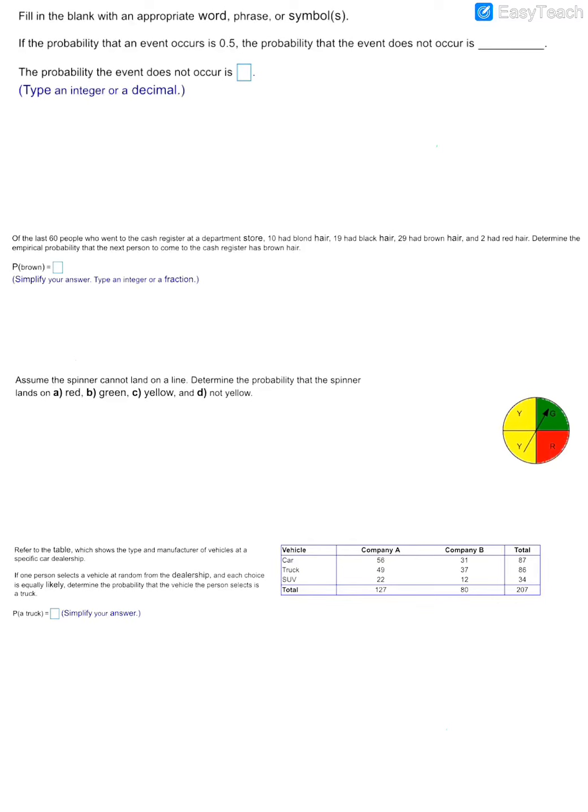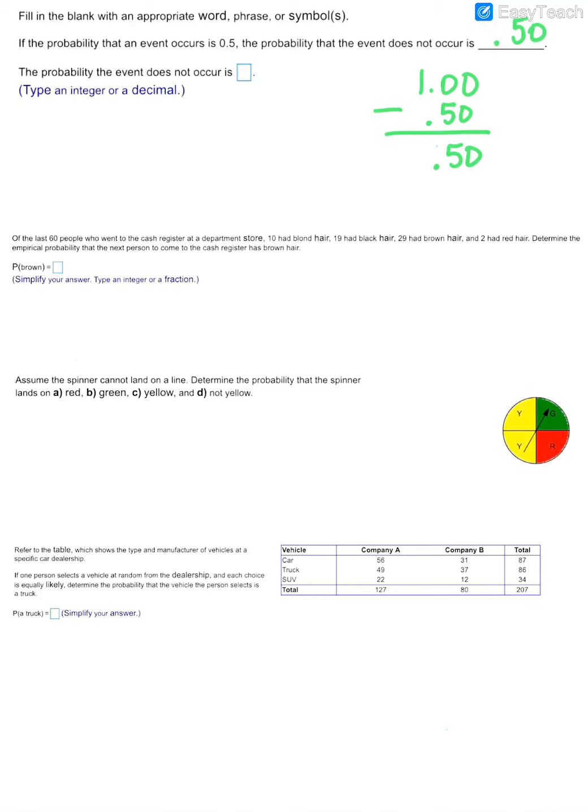In this video, we are looking at probability. So the first question states that if the probability that an event occurs is 0.5, they want to know the probability that the event does not occur. And so what we know is the probability that an event will occur plus the probability that it does not occur adds up to 1. So if you take 1 and you subtract the probability that something does occur, that leaves you with the probability that it does not. So there would be a 0.5 chance that it does not occur.